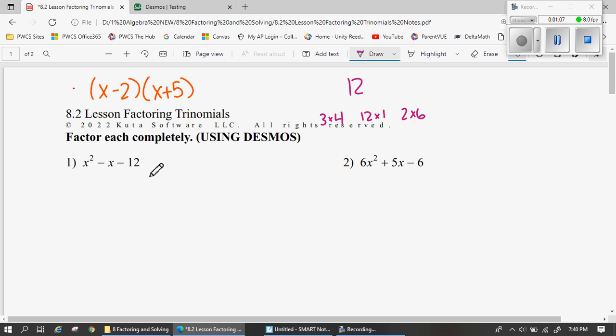But what we want to find are the two factors that make these quadratic expressions, these trinomials. They're trinomials because they have three terms. And like I said, we're going to use Desmos to help us. So I'm going to go ahead and put this expression into Desmos.